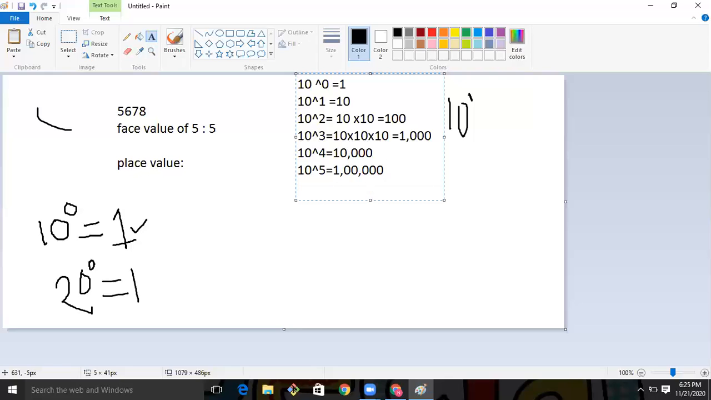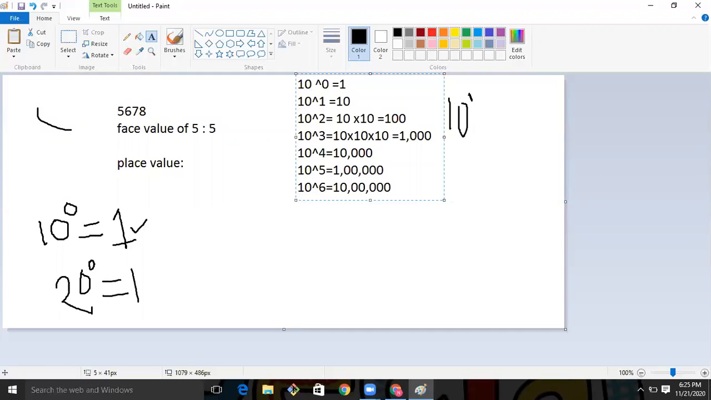Okay, now I am writing 10 to the power of 6. So 10 to the power of 6 means 1, and after that how many zeros do we need to put? We have to put 6 zeros. Very important. But how to write it? After every 3 zeros we have to put the comma, and again after every 2 digits we have to put the comma.